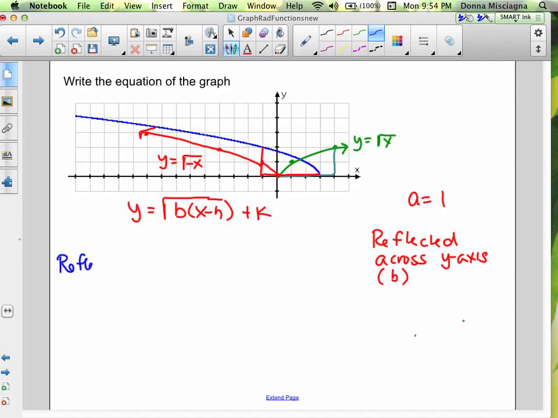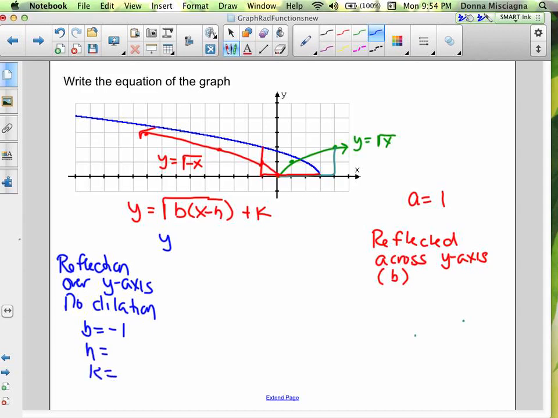So we have a reflection over the y-axis. Oh, transposed 2 letters there. Over the y-axis, and no dilation. So that means b is -1. Right? So we know that much. Now we're going to figure out the h and the k, right? And then we'll have our equation. The hard part was finding out b.